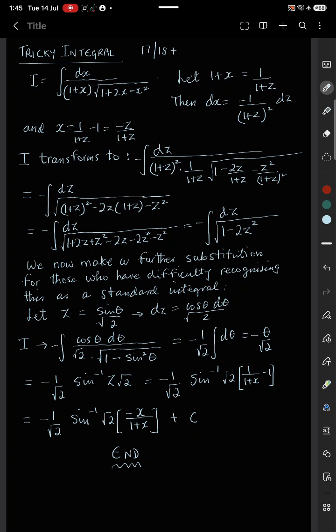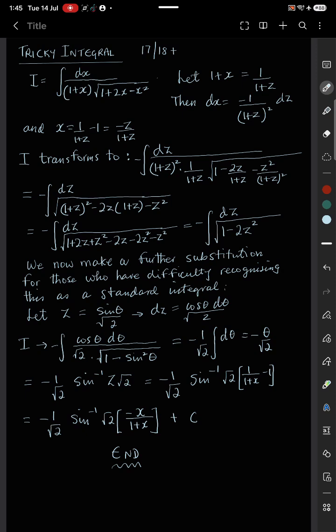So the integral I transforms to minus the integral dz over 1 plus z all squared times 1 over 1 plus z times the square root of 1 minus 2z over 1 plus z minus z squared over 1 plus z all squared.